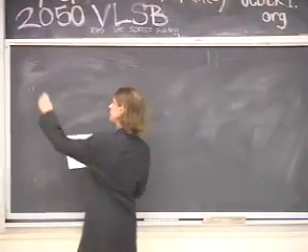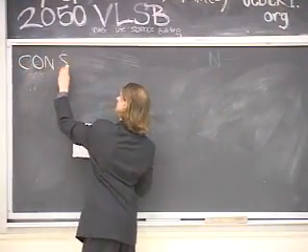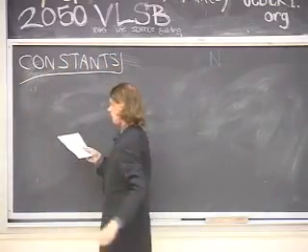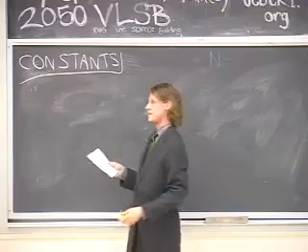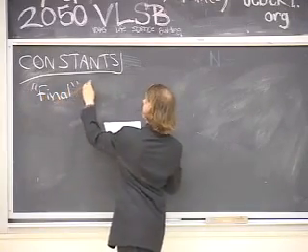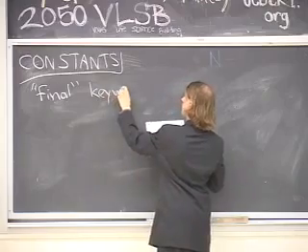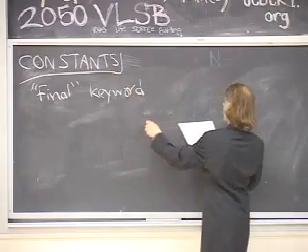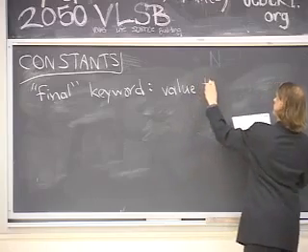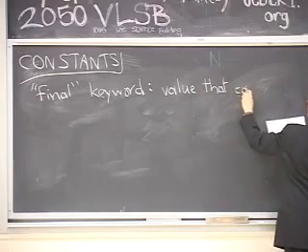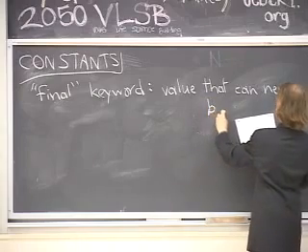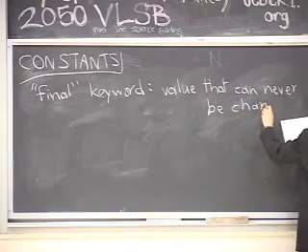Another thing you need to know about is called constants. In Java, the way you define a constant is with the final keyword. What that means is that you're declaring a value that can never be changed. You assign the value with an initializer, but once you've initialized it, it can never be changed again.